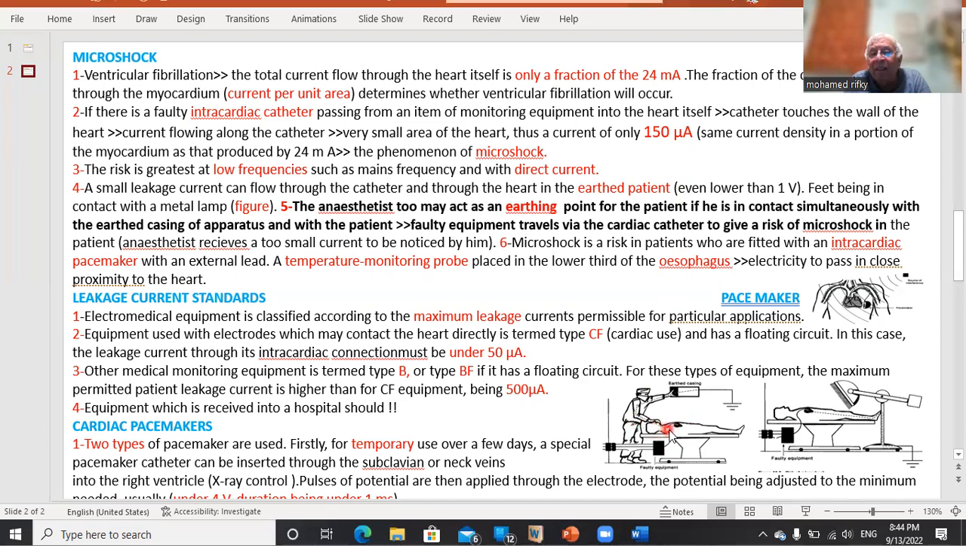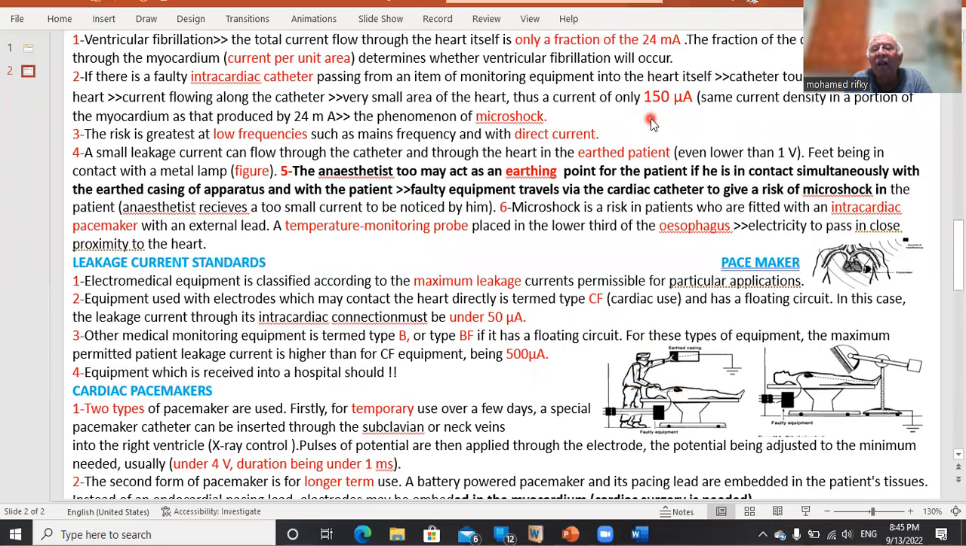Though the anesthetist is touching the patient, he is not much affected because he only receives the 150 microampere, which he will not be aware of. So this is how the anesthetist can induce microshock to the patient. Of course, the probes used intracardially, such as the esophageal temperature probe, which is being used behind the heart, can be a source of microshock.